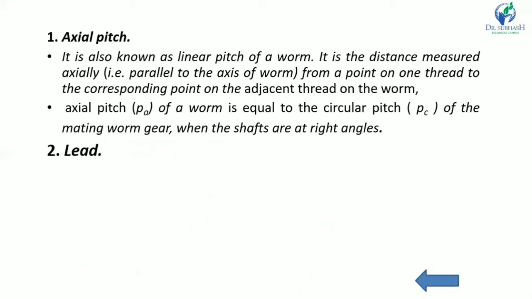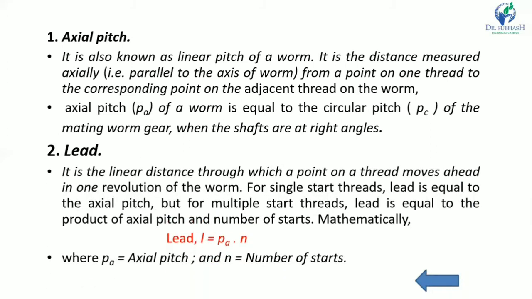Then the next one is the lead. It is the linear distance through which a point on a thread moves ahead in one revolution of the worm. For a single start thread, lead is equal to the axial pitch, but for a multiple start thread, lead is equal to the product of axial pitch and number of starts. Mathematically, lead L is equal to the product of PA and N, where PA is the axial pitch and N is the number of starts.